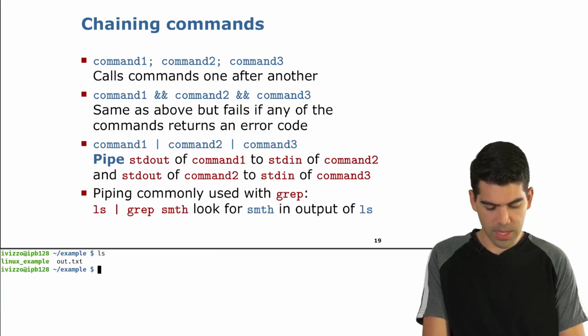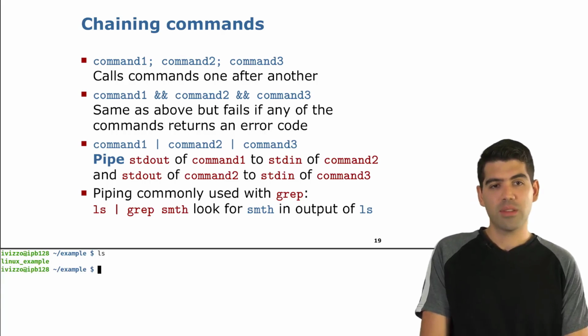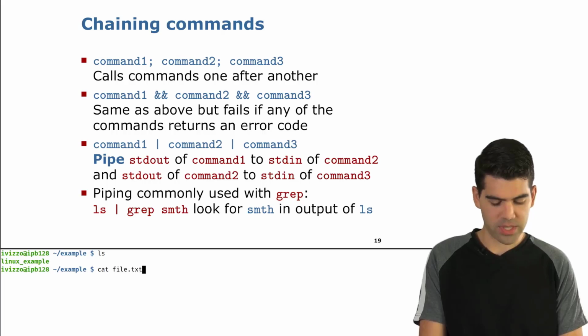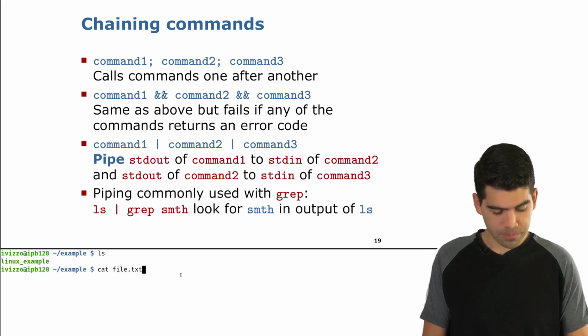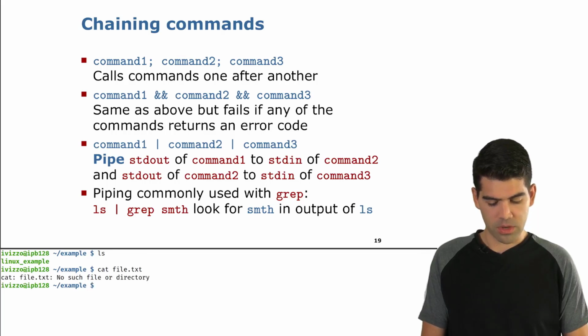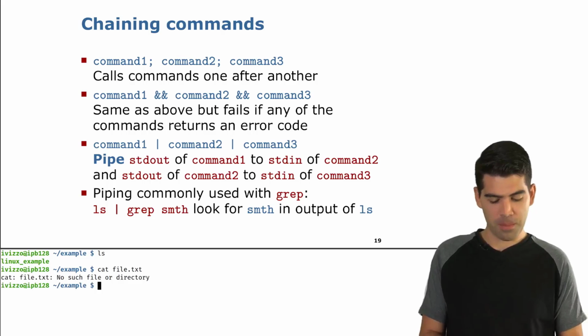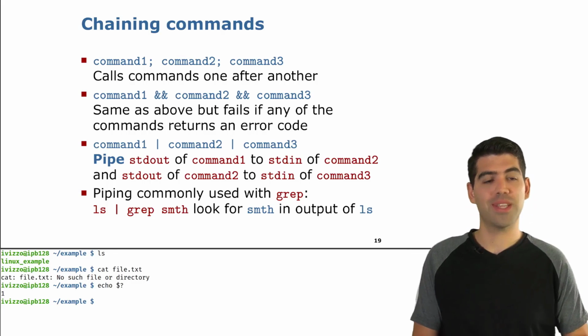So let me clean again this workspace, and then let's try to cat to see what is in file.txt. But if you check here on ls, this file doesn't exist. So now I'm going to get an error on the standard error channel, but actually if you check the return code from this program with this command, you will see that it's 1, meaning that there was an error.